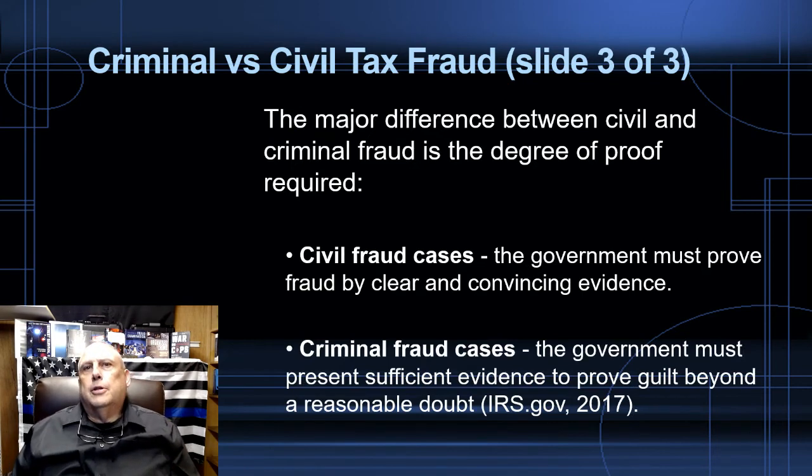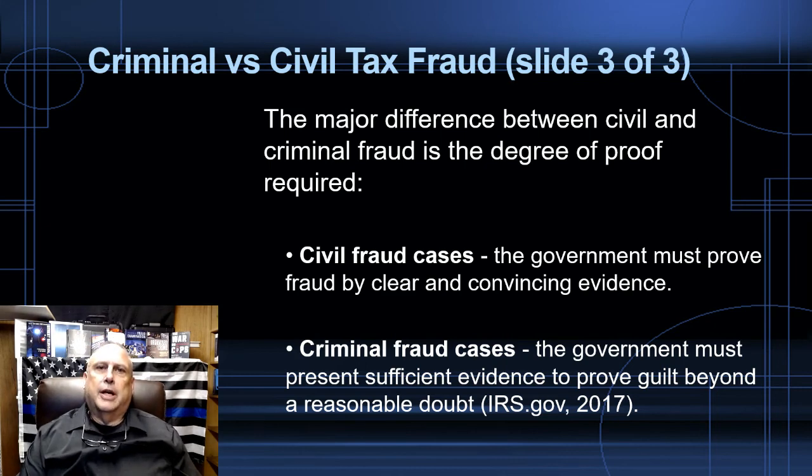And then the final difference that you'll see in a criminal versus a civil fraud case is the burden of proof that's required for the government to prove in each case. In civil fraud cases, the government must prove fraud by clear and convincing evidence, and that is different than the criminal cases where the government must present sufficient evidence to prove guilt beyond a reasonable doubt. So those are the two burdens of proof required to convict someone on either civil or criminal fraud charges.